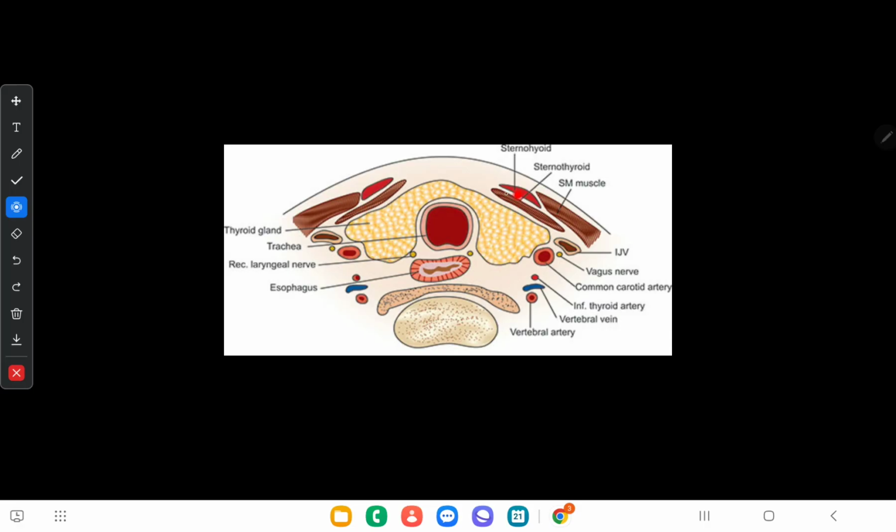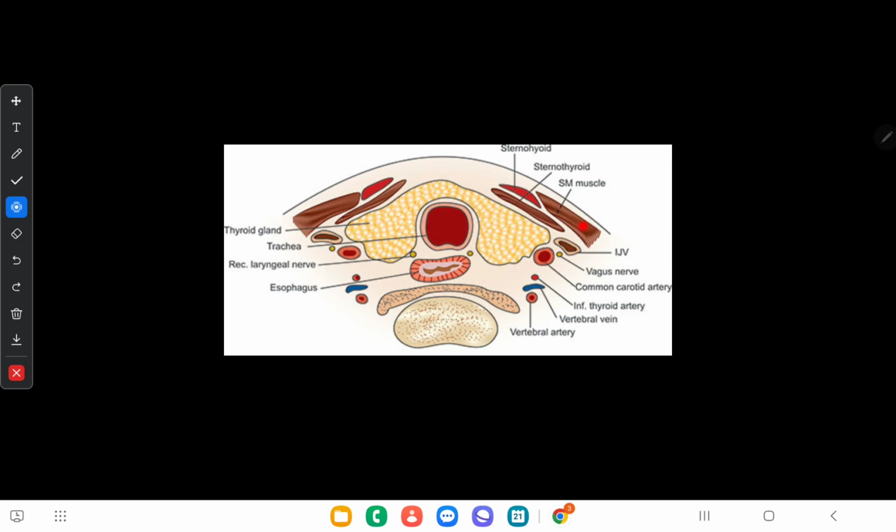These are the two lobes. This is the superficial surface. This is the posterolateral surface. This is the medial surface. When we talk about the relations according to the surfaces, the superficial surface is related to strap muscles, mainly sternothyroid, then sternohyoid and the superior belly of omohyoid, which in turn are laterally covered by the anterior margin of the sternocleidomastoid muscle.